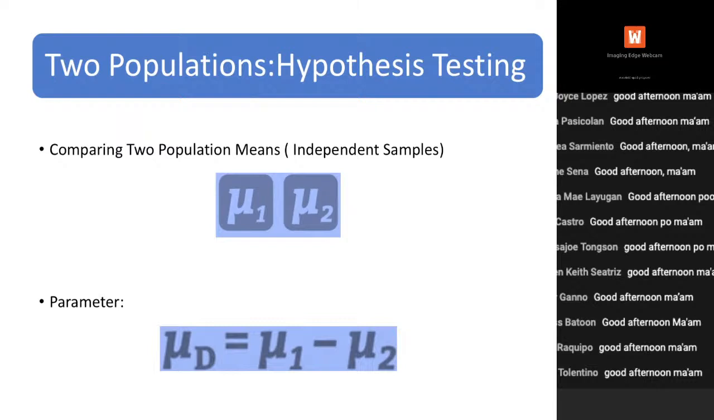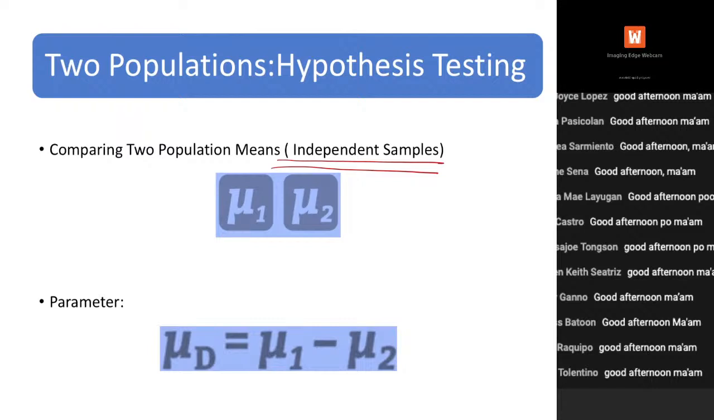Now, what are the tests that we can make use of if we would like to compare population means of independent samples? Okay, so ito na yung ating mga tests. For independent samples, we have two population means, mu 1 and mu 2. And our parameter of interest is the difference between the two.